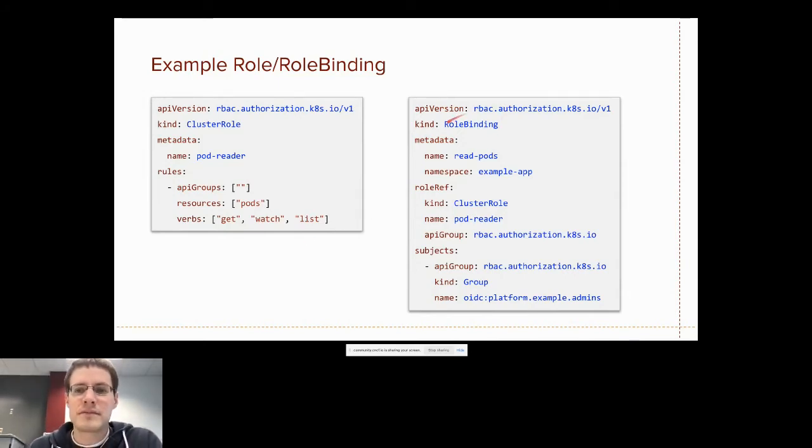What I've got here on the right is a role binding that's going to associate this cluster role, the cluster role pod reader, with the subject, so any user that's in the group OIDC platform example admins. Any user in that group will have the ability to get, watch, and list pods within the example app namespace. So if I'm in another namespace, the default namespace or kube-system or whatever else, I don't have permissions to do that, at least based on these two manifests.